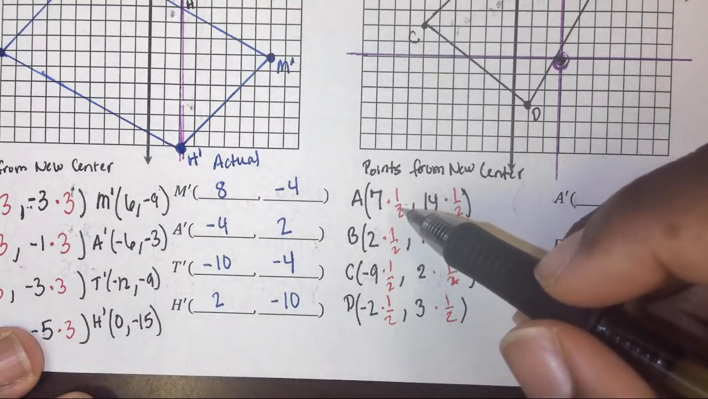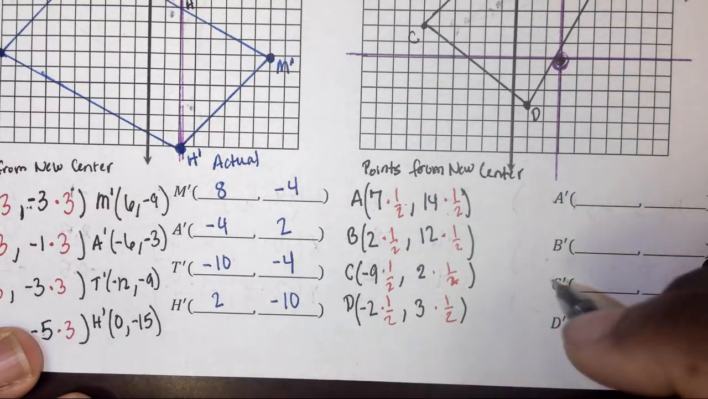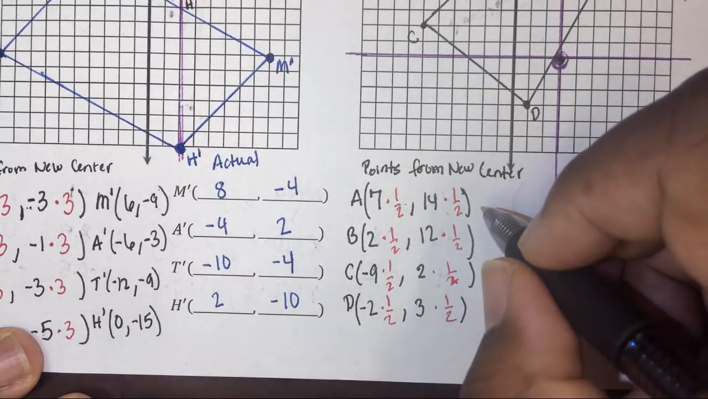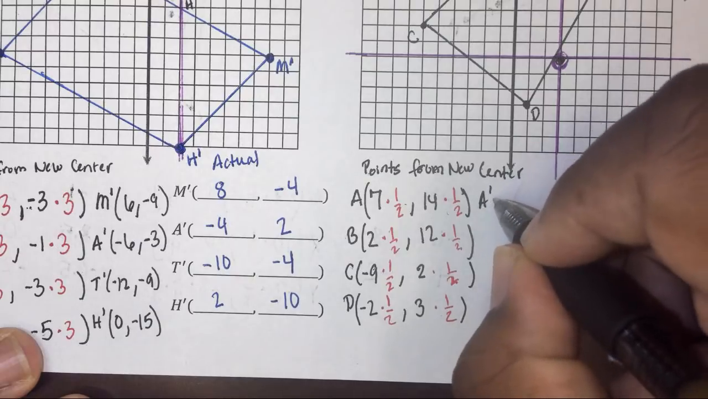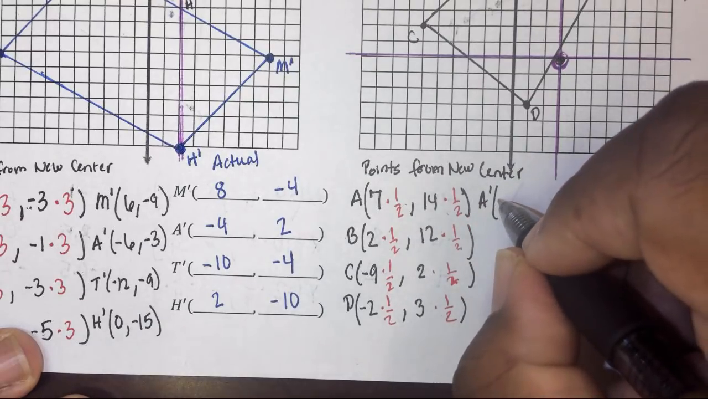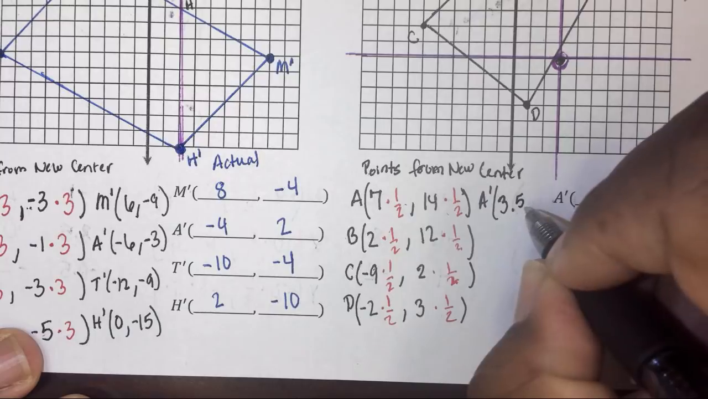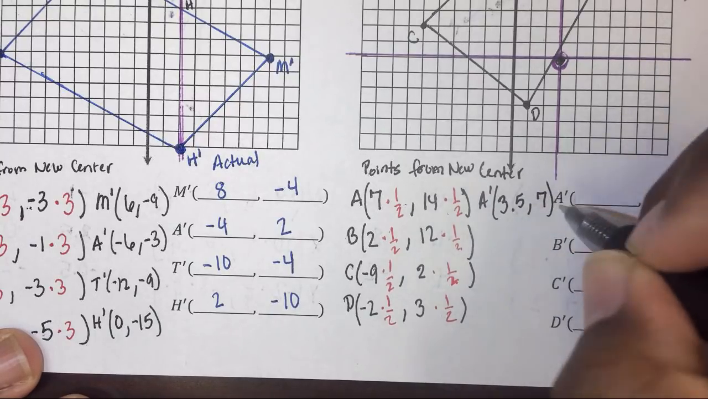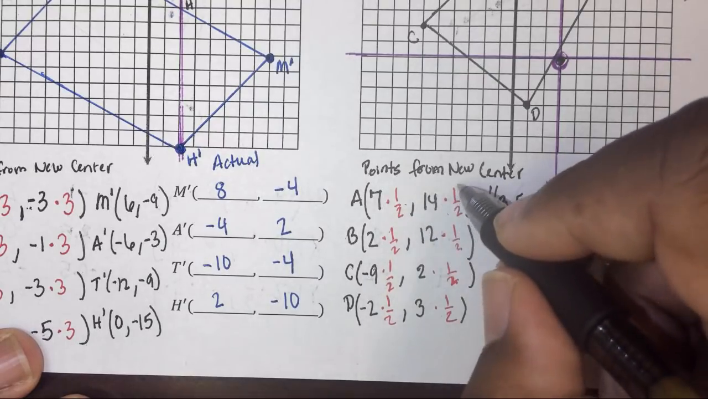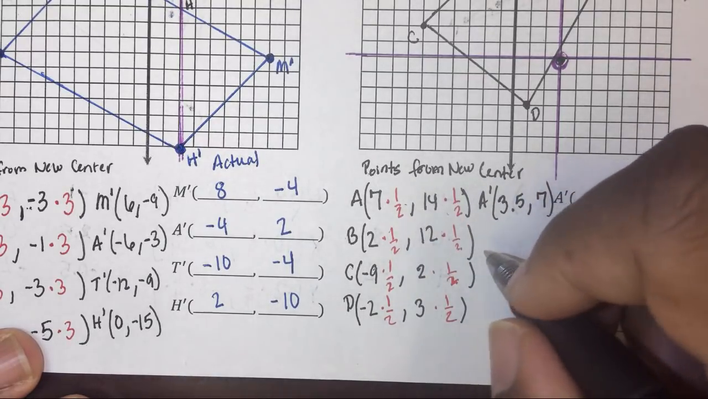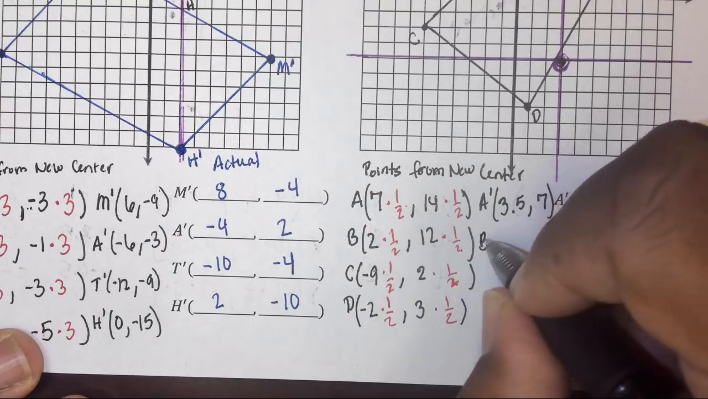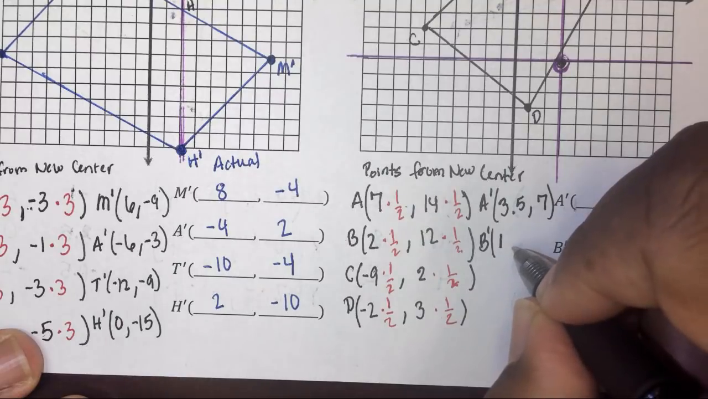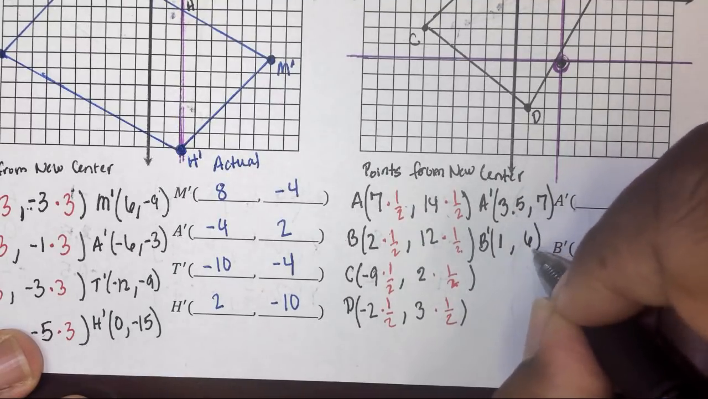So 7 times 1/2, remember, don't put your points over here. These are not our actual points, just the points from where the center is. A prime is 3.5, and then 14 times 1/2 is going to give you 7. It's 14 times 1 divided by 2. Once again, don't overcomplicate this. You're going to hurt your heads. B prime, 2 times 1 divided by 2 is going to be 1. 12 times 1 divided by 2 is 6.